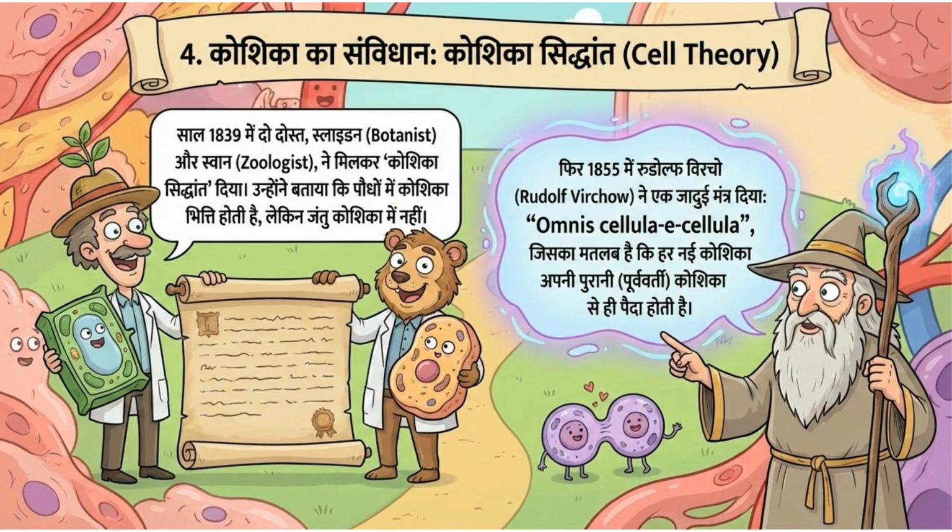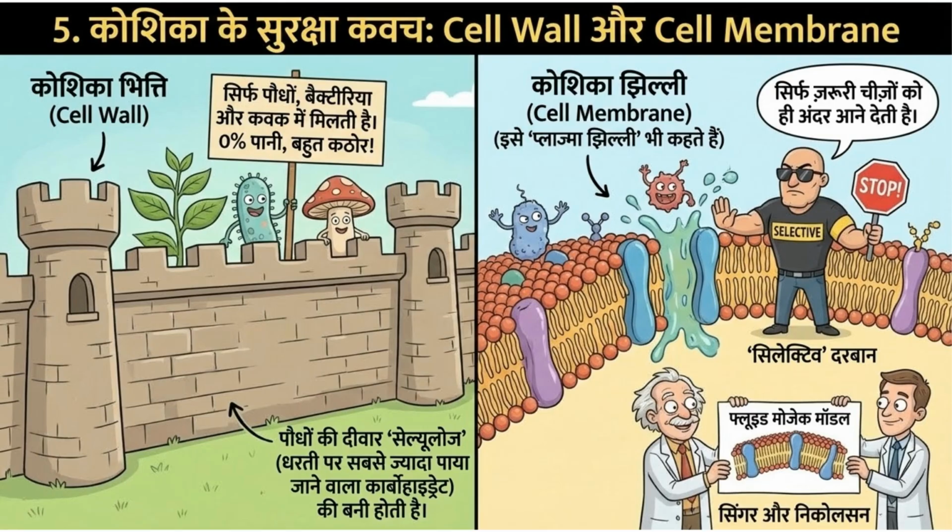In 1839, botanist Schleiden and zoologist Schwann introduced the cell theory. They stated that plant cells have a cell wall, but animal cells do not. Later, in 1855, Rudolf Virchow added the mantra, omnis cellula e cellula, meaning every new cell arises from a pre-existing cell. The cell wall is found only in plants, bacteria, and fungi.